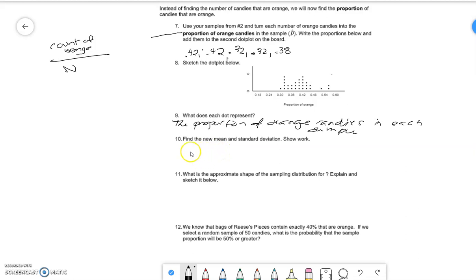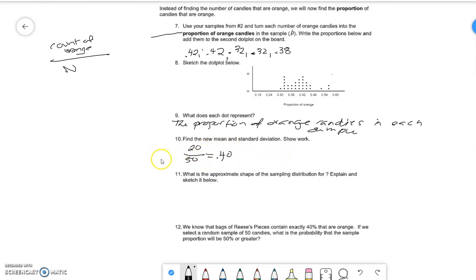Okay, the new mean and the new standard deviation. Well, our old mean was just 20, right? So 20 out of 50 is 0.4. These are all the same counts. This is still 15 candies or whatever, but it's 15 out of 50 now. So for each one of these, I divided by 50. So for my new mean and new standard deviation, I'm just going to divide by 50.